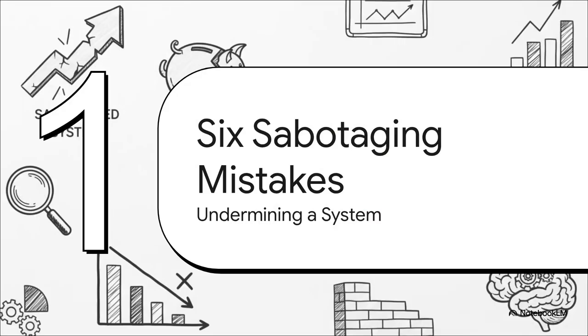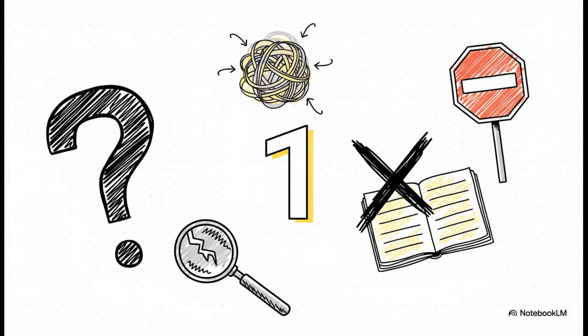So that's what we're going to do today. We're going to tear down the 6 biggest mistakes, the absolute success killers that traders make. Think of it like a checklist, right? A way to make sure you're not the one getting in your own way. All right, let's jump in with number 1.